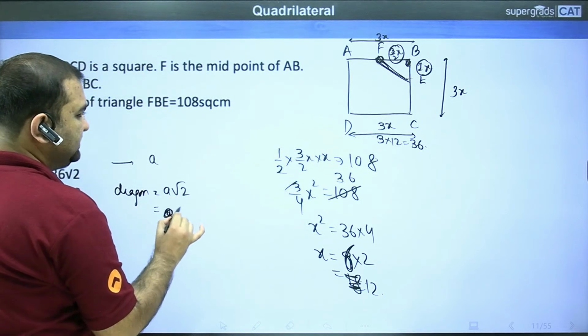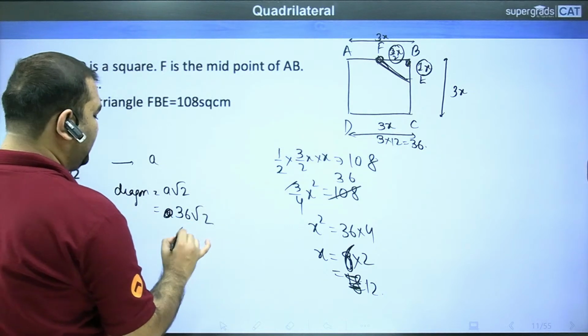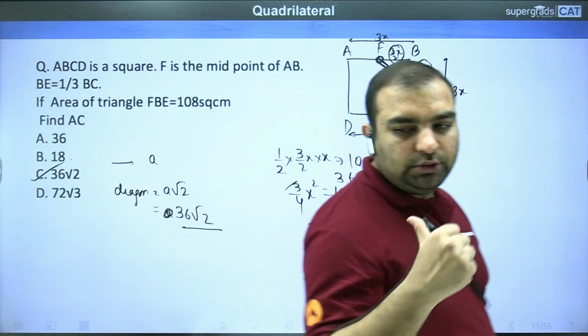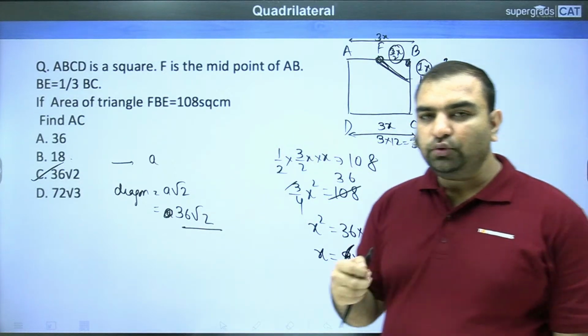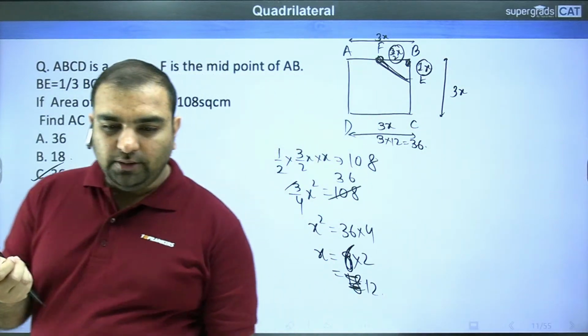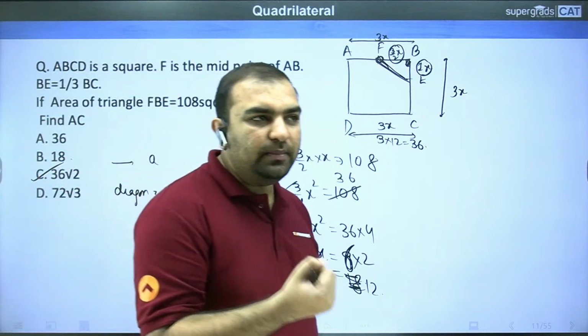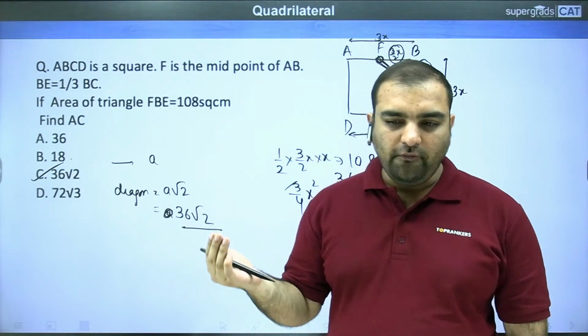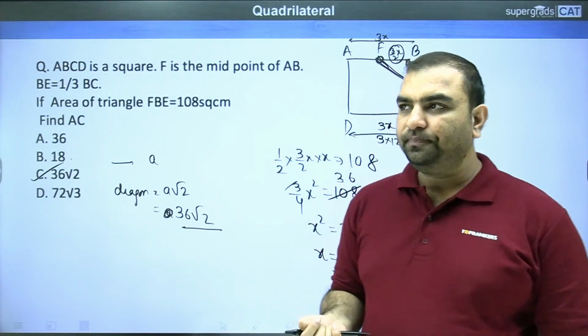So side is 36 root 2. 36 root 2 is the correct answer. वैसे भी आप मार्क कर सकते थे, because root 3 तो कैसे आएगा? रूट थ्री तो थ्री डी वाले फिगर में आता है, क्यूबॉइड में. So how will it come in the square? So by looking at such options, you can also go for 36 root 2 directly.